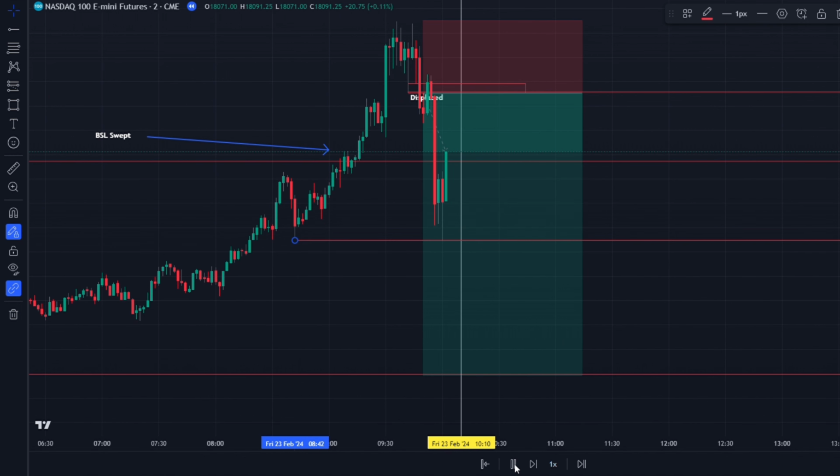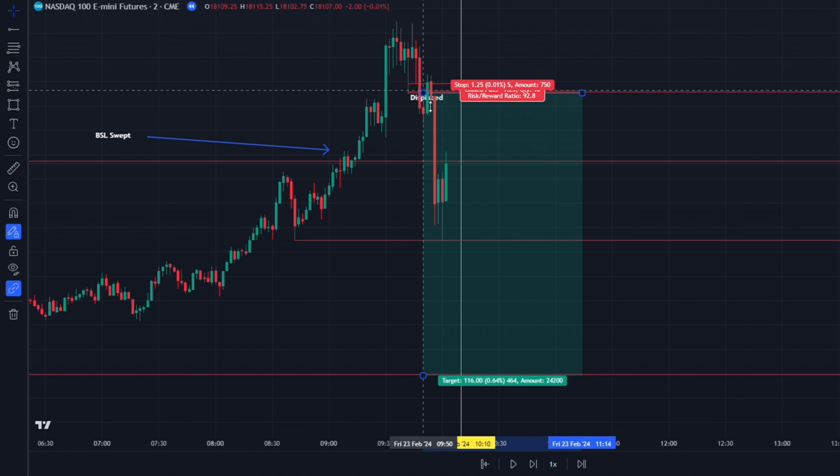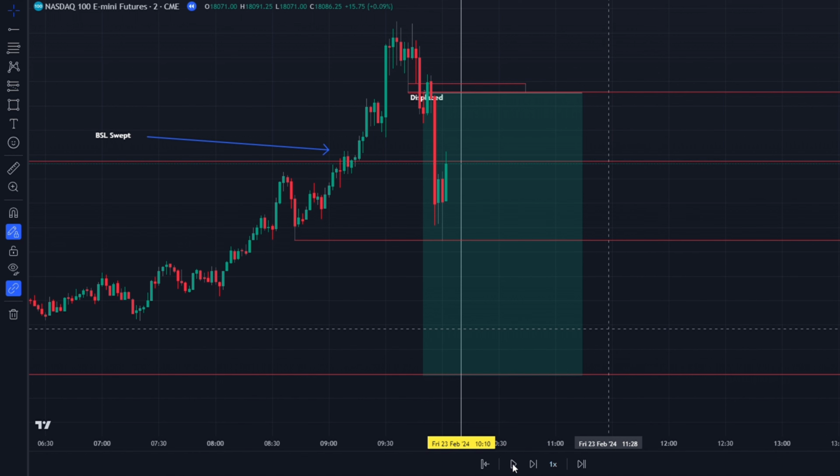There you go. First TP has been hit and then you would set your stops to break even. So it's a risk-free trade. And then just either let it run to break even or your final take profit.